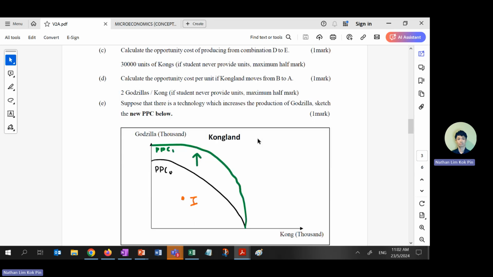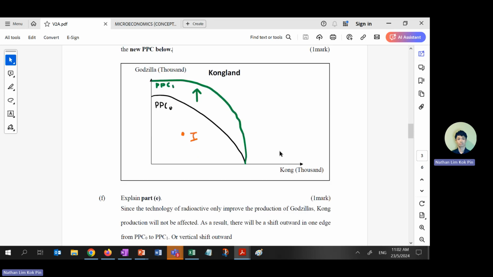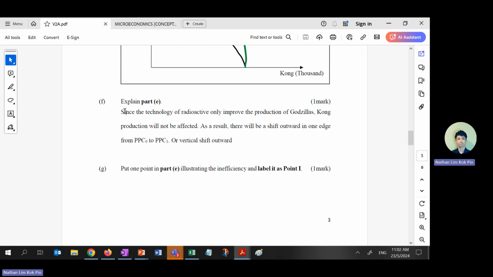Copy. Okay, makes sense. So when there's a technology increase in production of Godzilla, the new PPC will shift out in 1H. Shift out in 1H. Okay? Vertically. You should draw something like that for me. And same thing. Oh my god. Can you explain? Since the radioactive technology only improved the production of Godzillas, Kong production will not be affected.